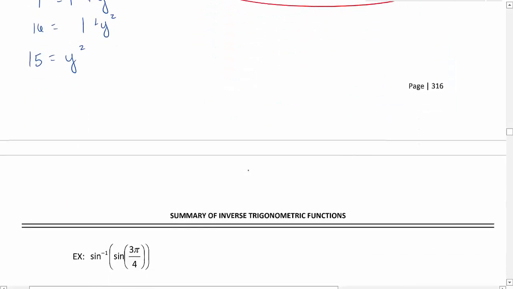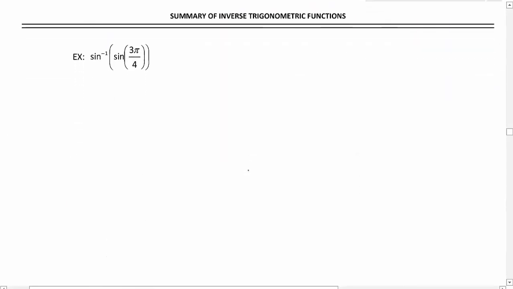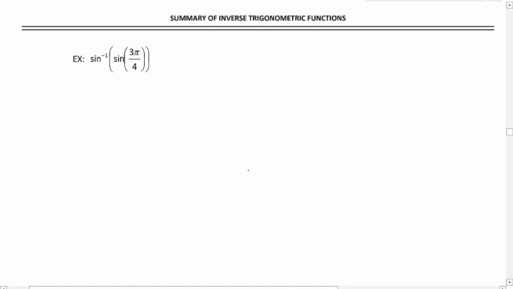Let's try some more. Next, we have sine inverse of sine of 3 pi over 4. Notice that this time the inverse trig function is on the outside. So that means that our final answer in this example is going to be an angle. Let's start on the inside. Sine of 3 pi over 4. That is not an inverse trig function, so it should just spit out a number for us.